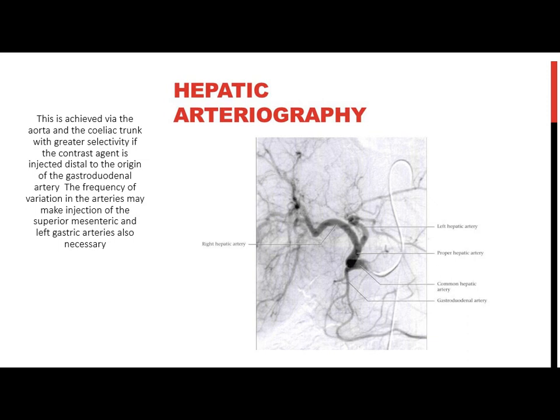They start by injecting contrast in the aorta to see where the celiac is. When they see the celiac, they go into the celiac and inject contrast to see the hepatic artery and its branches. After that, if they saw the left and right, it's okay. Now it's time to look for accessory arteries. Then they go to the gastroduodenal and maybe the superior mesenteric to see if they give other branches. In hepatic arteriography, as we see here, the common hepatic artery will give the gastroduodenal artery and become the proper hepatic artery. This is the left trunk and this is the right trunk.